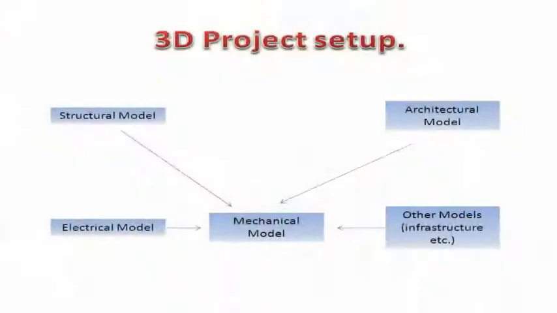Keith has already touched on the project setup. Each person involved will have their own separate model. So the structural guy will have his model, the architectural guy will have his model, the M&E his model, and you basically take the models from other people and link them into your model. You can see their models, you can't alter their models, not that you would really want to.